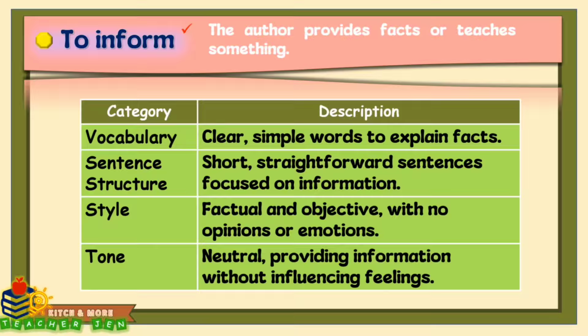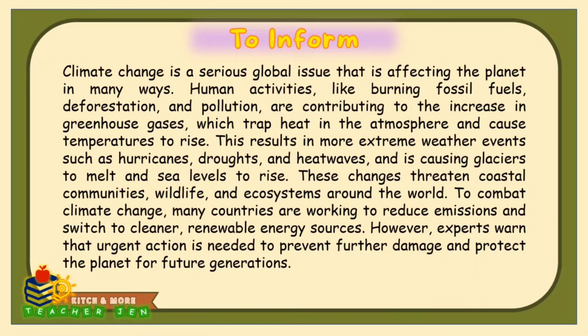Here is an example of a paragraph that shows the author's purpose, which is to inform. Climate change is a serious global issue that is affecting the planet in many ways. Human activities like burning fossil fuels, deforestation, and pollution are contributing to the increase in greenhouse gases, which trap heat in the atmosphere and cause temperatures to rise. This results in more extreme weather events such as hurricanes, droughts, and heat waves, and is causing glaciers to melt and sea levels to rise. These changes threaten coastal communities, wildlife, and ecosystems around the world.